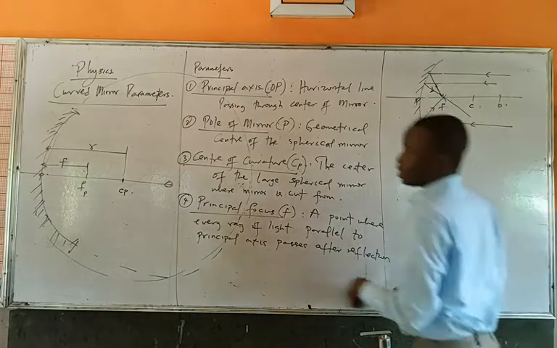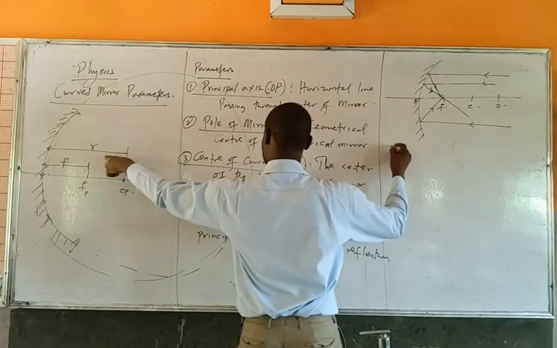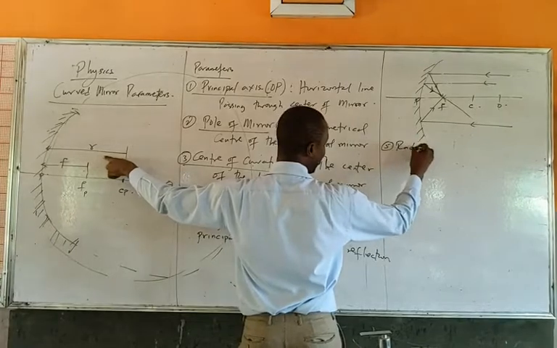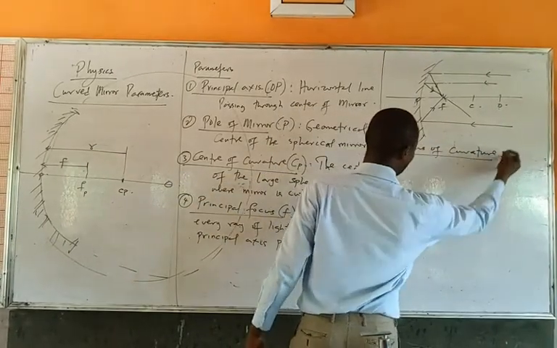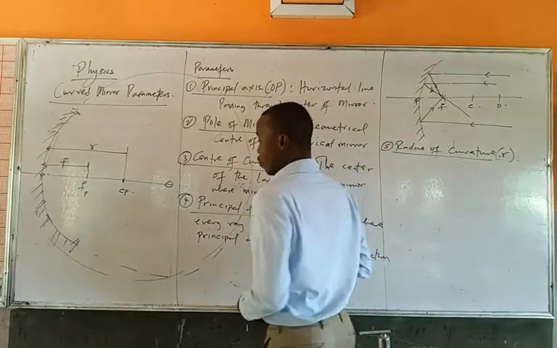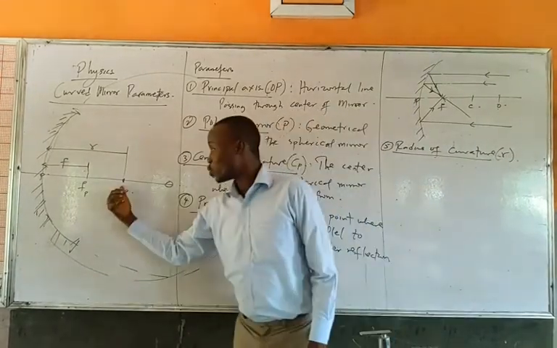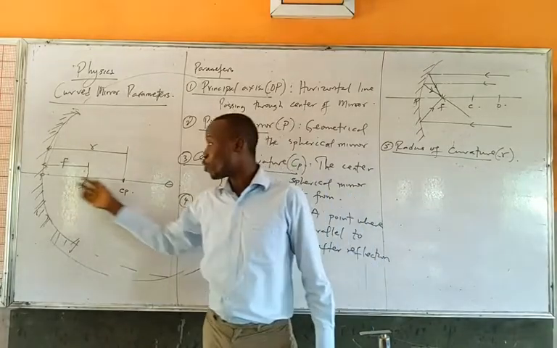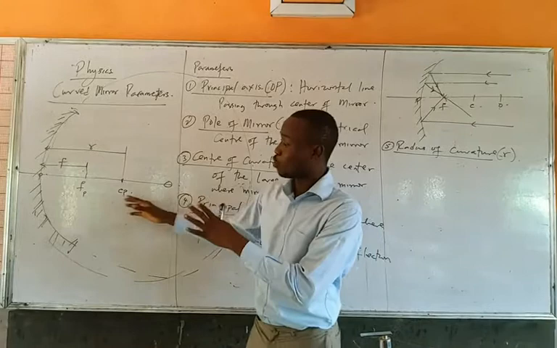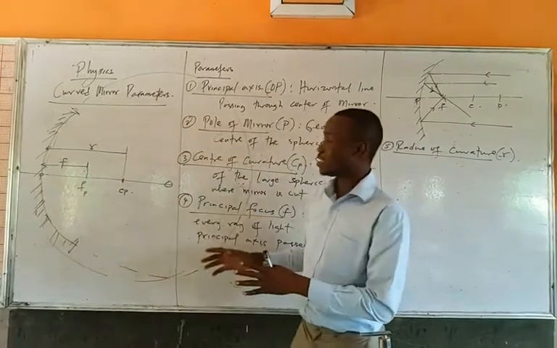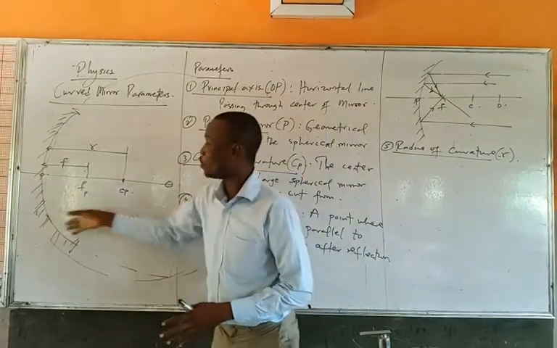The next thing there is the radius of curvature, number 5. Radius of curvature, R. Of course, you know that the radius of curvature is the distance between the center of curvature and the pole of the mirror. So if the radius of curvature is the distance between the center of curvature and the pole of the mirror, definitely it is also what? The radius of the large sphere.